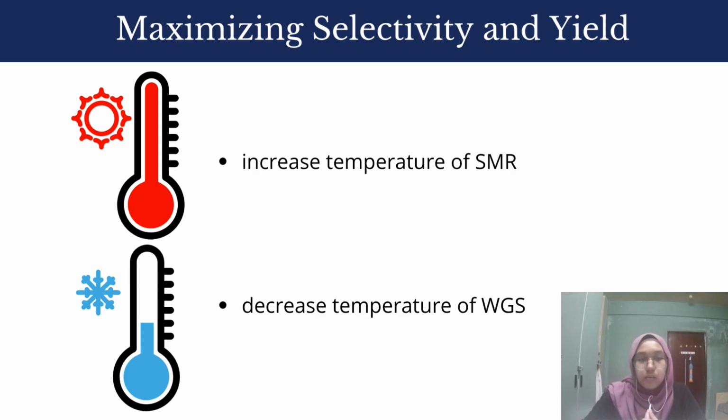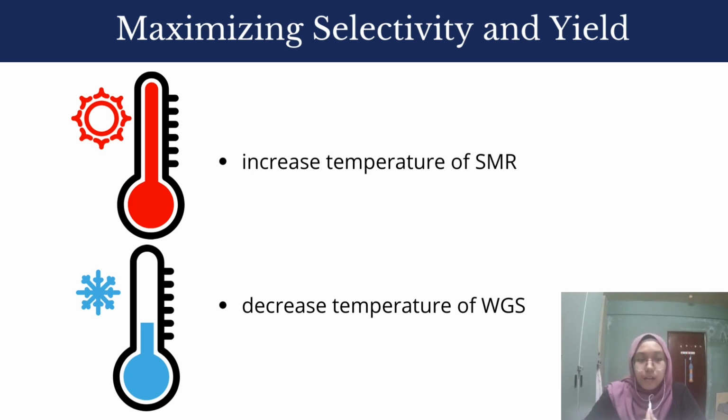The next method is to increase the temperature of the SMR reaction. As the heat of reaction for the SMR process is endothermic, which is positive 206.2 kJ per mole, the forward reaction will favor high temperature to produce product. To increase the conversion, the temperature should be increased.